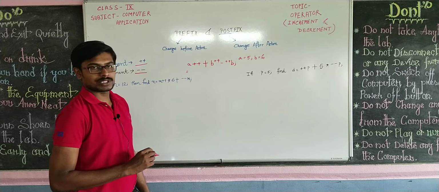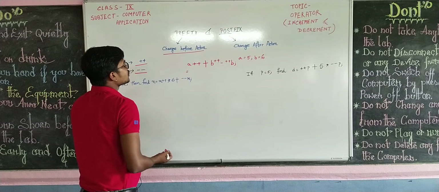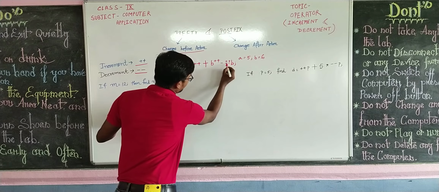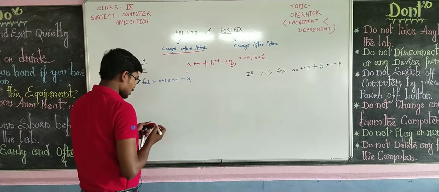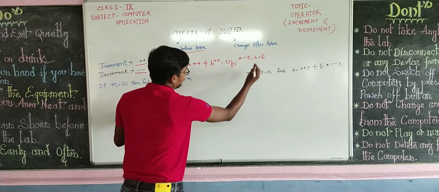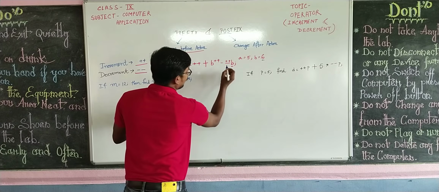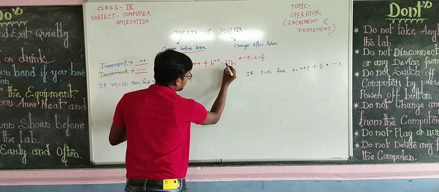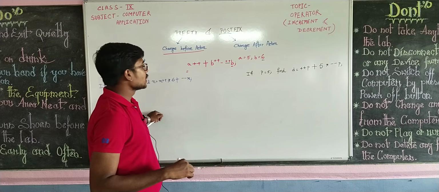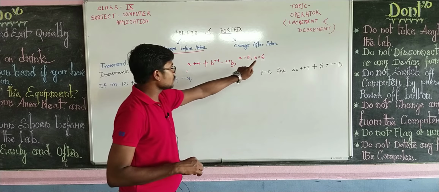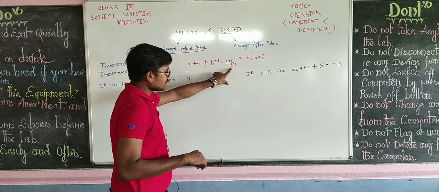How will we do that? Change before action, that means prefix. Yes, this is a prefix operator and this is our operand. Suppose initially you have 6 for B. When you get this symbol, plus plus, just before the B or whatever variable you get in your question paper, you have to add 1 to this 6 and write the new value in this place.